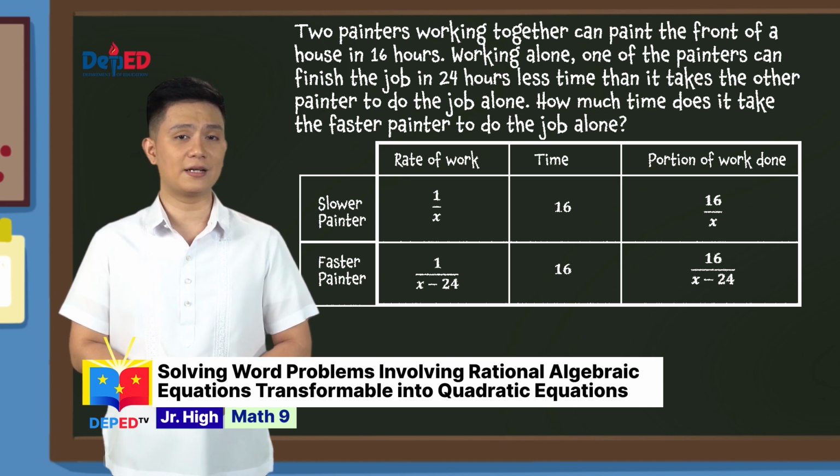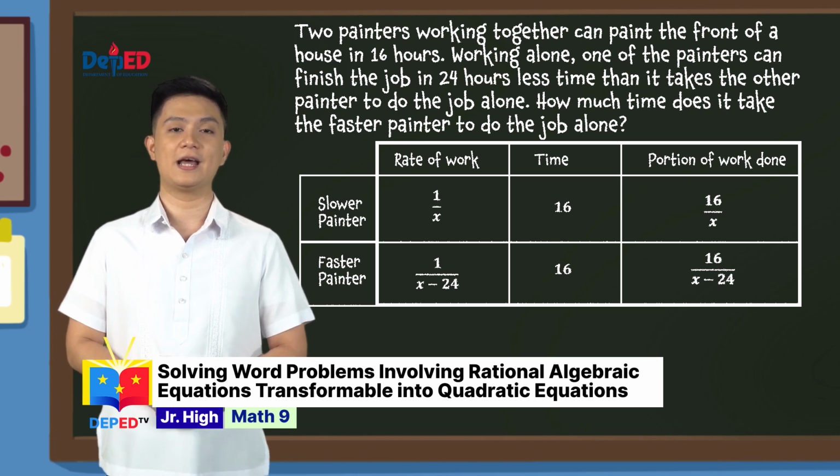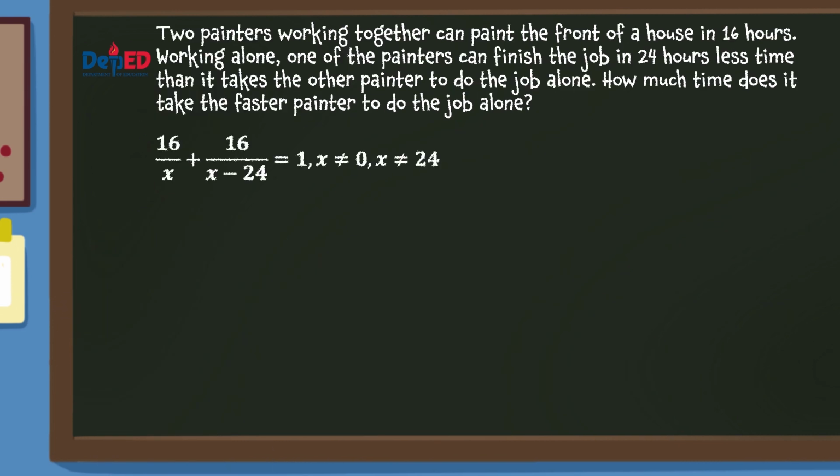And since they can finish one whole job by working together, we shall add up the portion of work done by each painter. So, we write the equation 16 over x plus 16 over x minus 24 equals 1, where x should not be equal to 0 and to 24 because 16 over x and 16 over x minus 24 will be undefined respectively. Then, we determine the LCD. Observe that x and x minus 24 are both prime. Hence, the LCD will be their product.